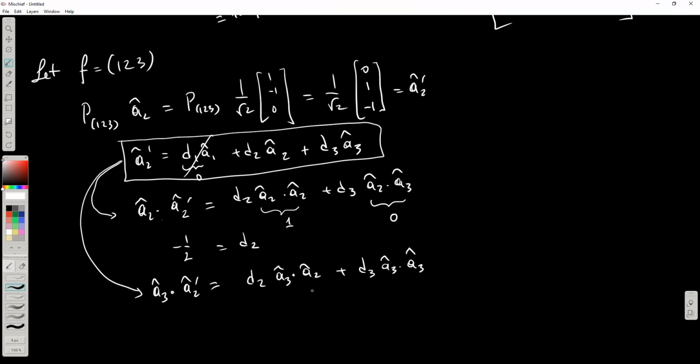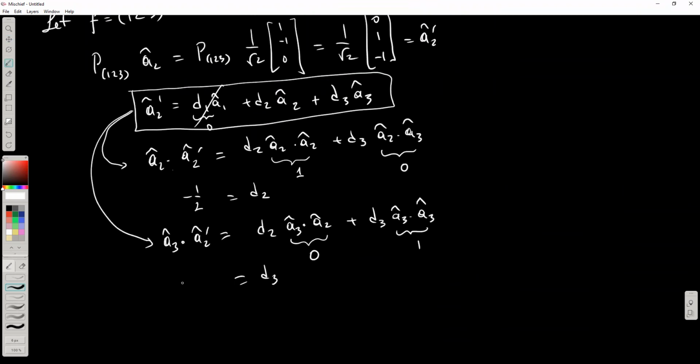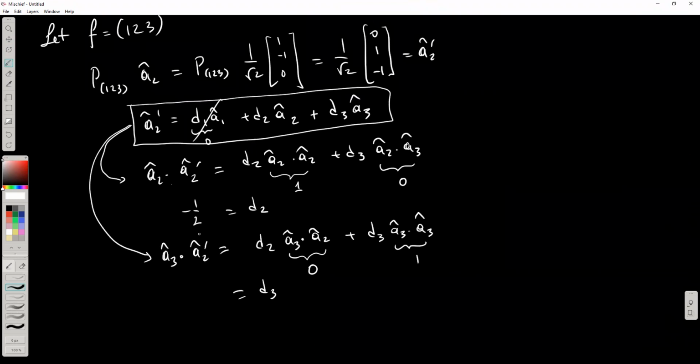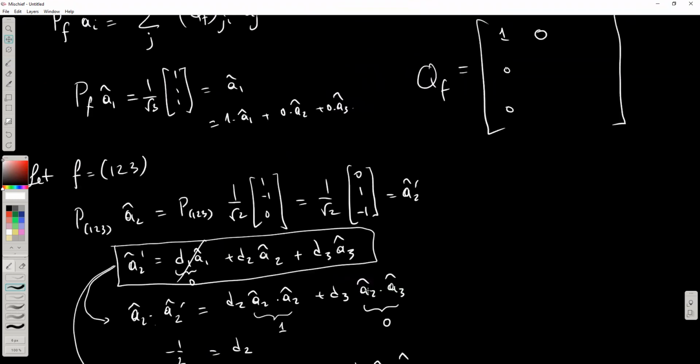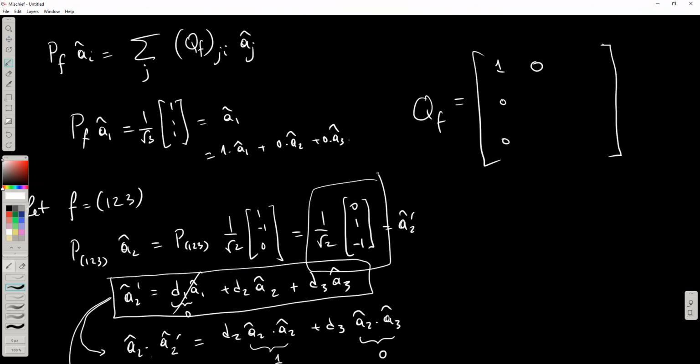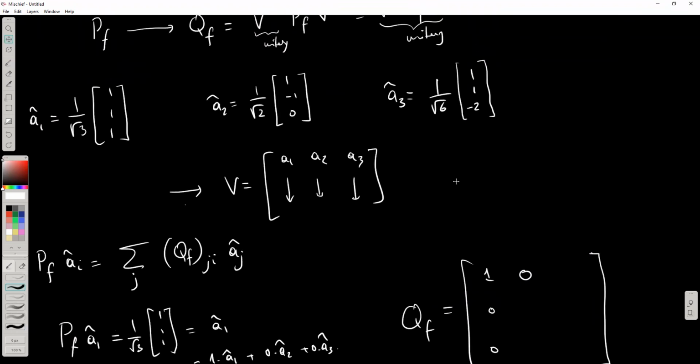And on the right-hand side, again, there's a simplifying feature. So that dot product is equal to 0. That's equal to 1. So I get the coefficient D3 in here. So I need to take the dot product of this thing with A3. This is also a little bit more tricky. So this is my vector, and A3 is this one.